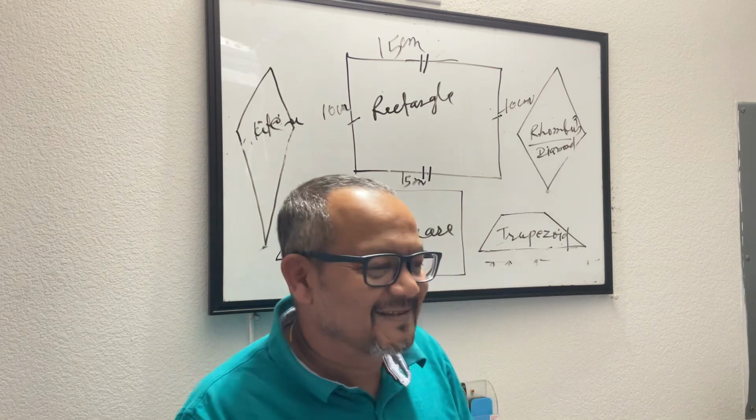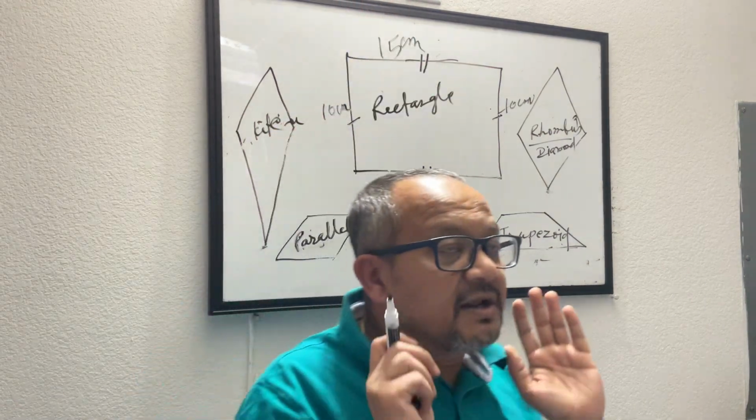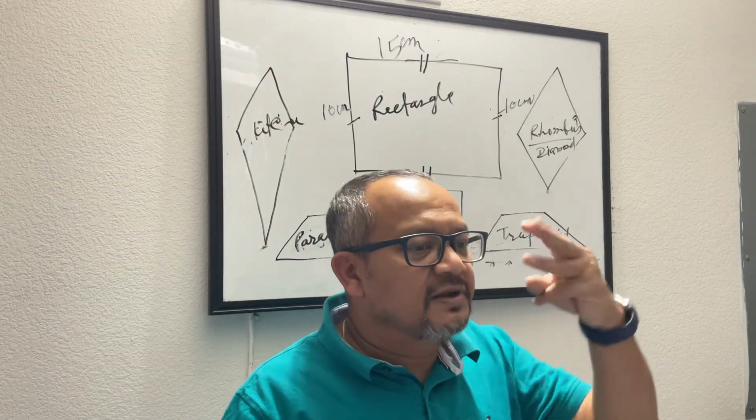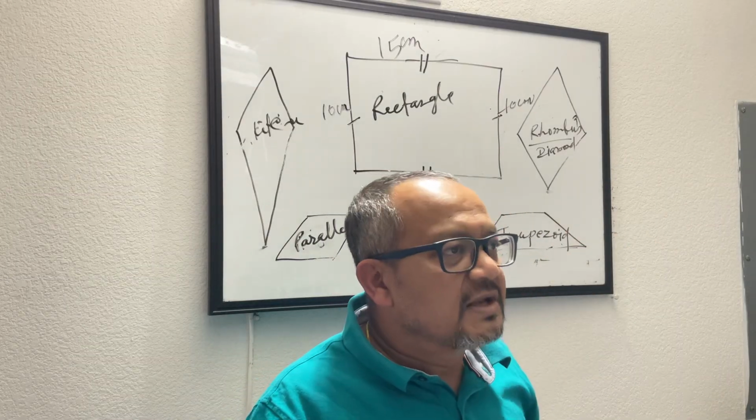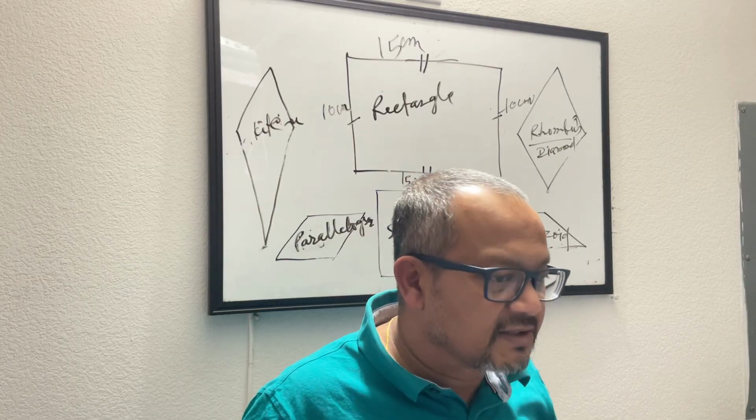Okay, now let's come back to this one. So basically, if somebody asks what is a rectangle, you will give a three-line definition of that. You will say a rectangle is a quadrilateral, meaning it has four sides and it's a closed shape.